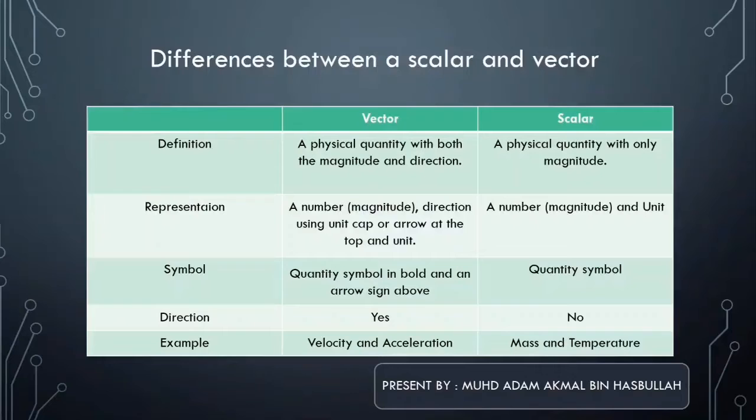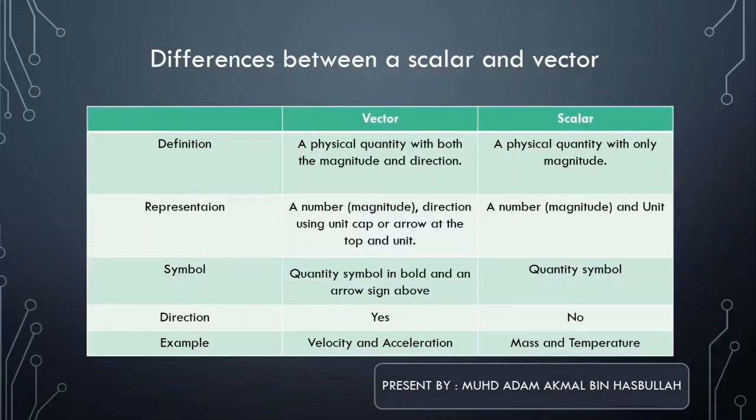In definition, a vector is a physical quantity with both magnitude and direction. A scalar is a physical quantity with only magnitude. Then representation. A vector is a number, magnitude, and direction, using a unit cap or arrow at the top, and a unit. A scalar is a number, magnitude, and unit. Then symbol. A vector's quantity symbol is in bold with an arrow sign above. A scalar is just the quantity symbol.